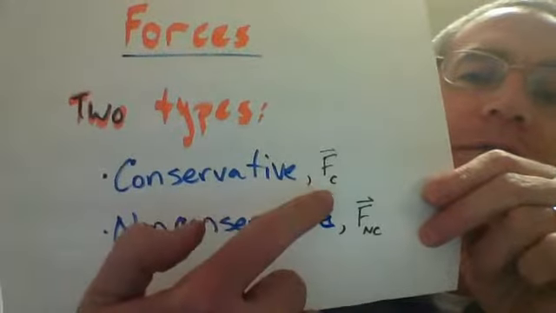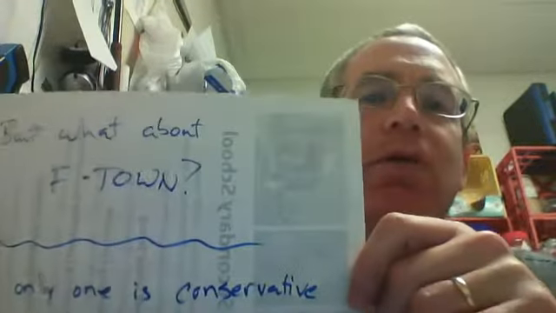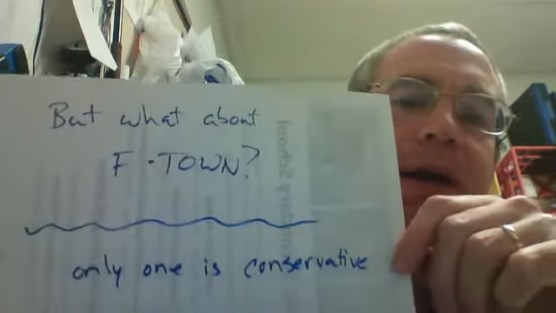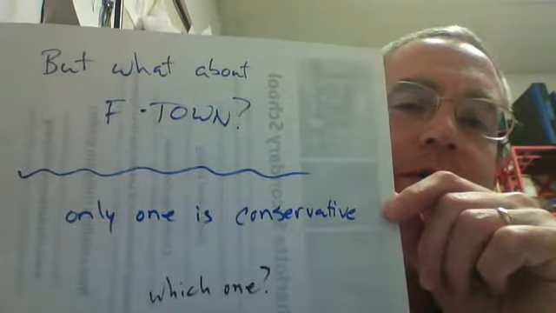So we have F sub C, F sub NC. It's not conservative liberal, it's conservative non-conservative. So as we're looking at F down, the big question that I'm sure all of you are asking is, what about F down? Only one is conservative, and the question is which one? Now this is the easy part right here. It does require a little bit of memorization at this point. There is a formal definition for conservative force, but that's beyond the scope of 110, so I'm not going to worry about it. If you want something more, just ask and I'll be glad to tell you.